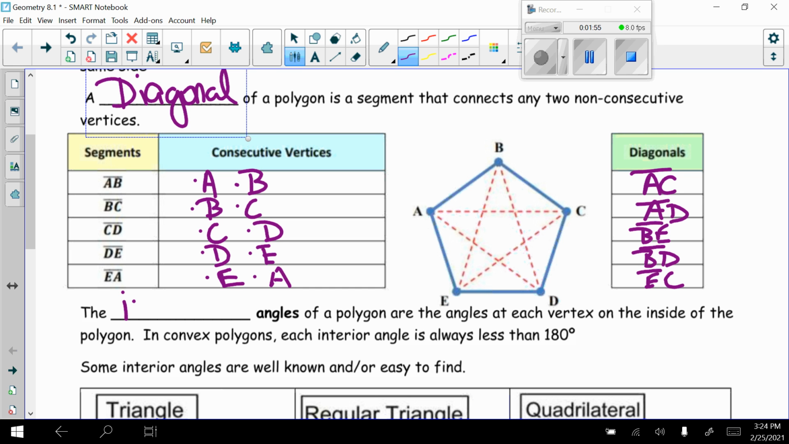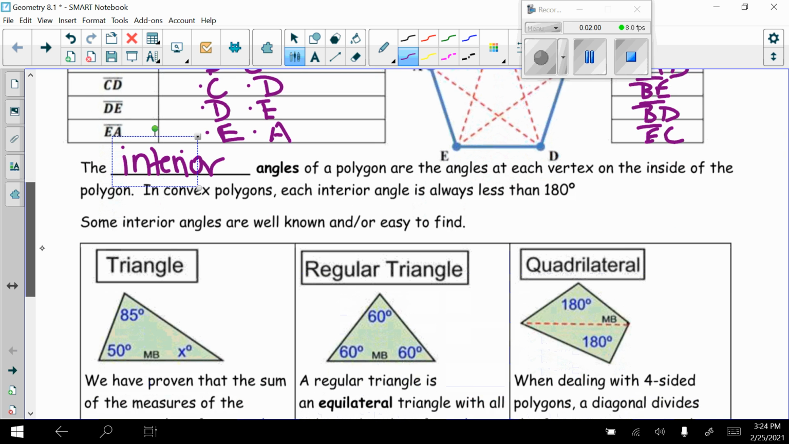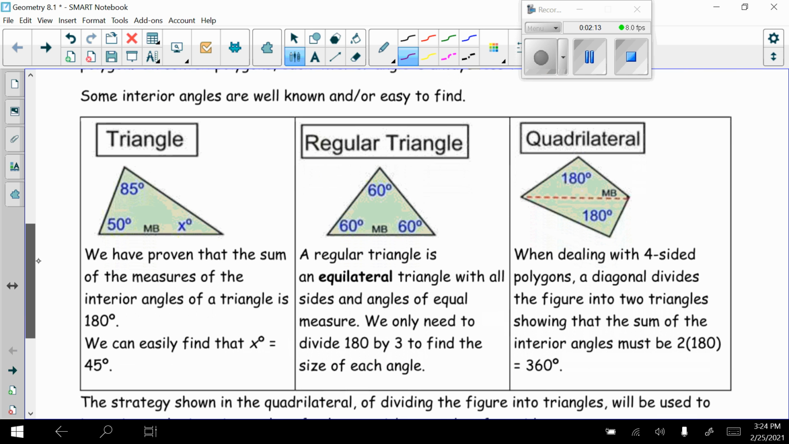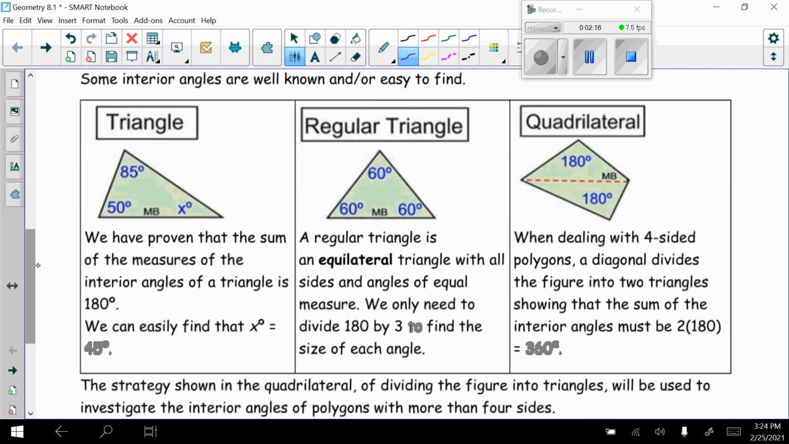The interior angles, remember interior means inside. So the interior angles of a polygon are the angles at each vertex on the inside of the polygon. In convex polygons, each interior angle is always less than 180 degrees. In a triangle, some interior angles are well known and easy to find. We already know that all 3 angles inside a triangle add up to 180 degrees. A regular triangle is equilateral with all sides and angles equal in measure. Therefore, 180 divided by 3 tells me that each angle is 60 degrees.